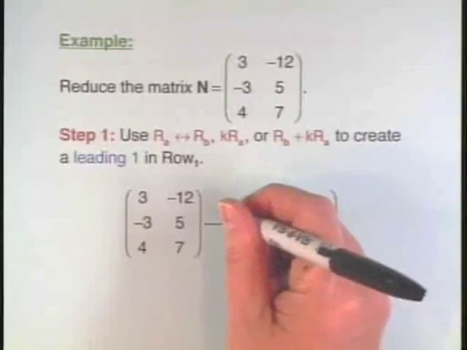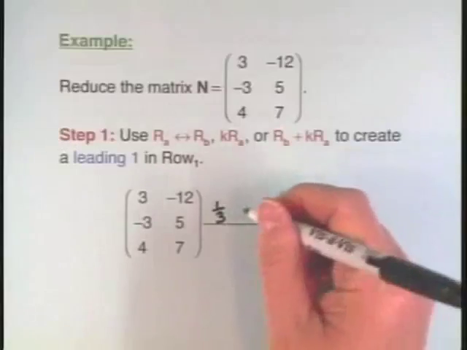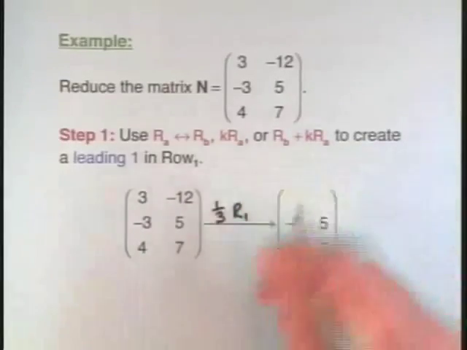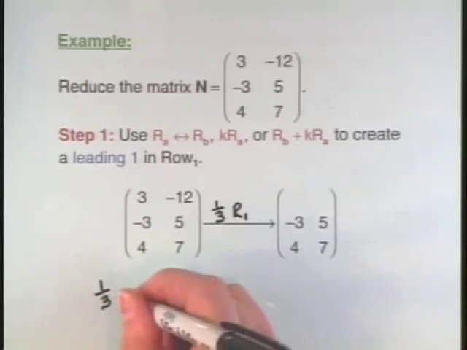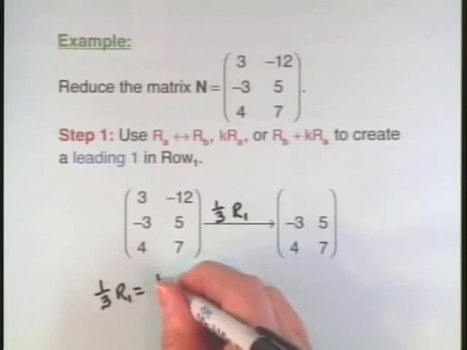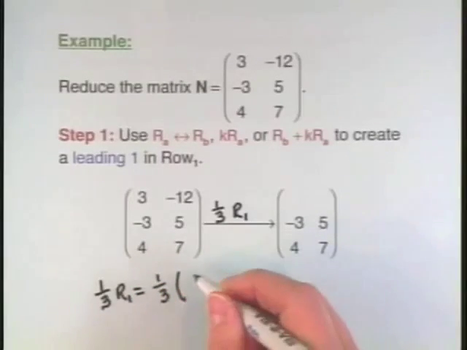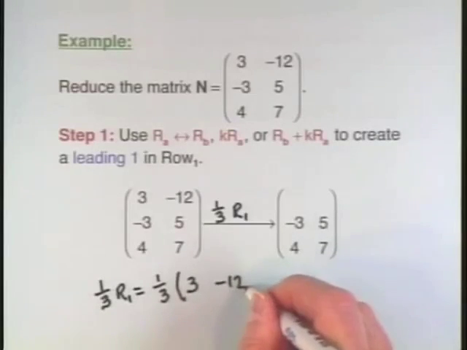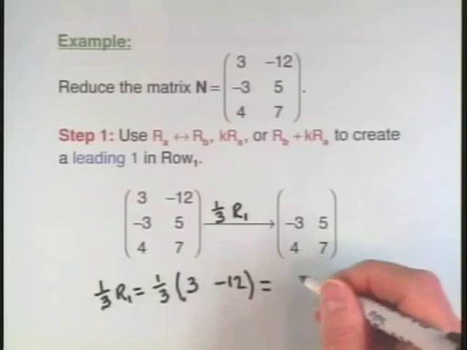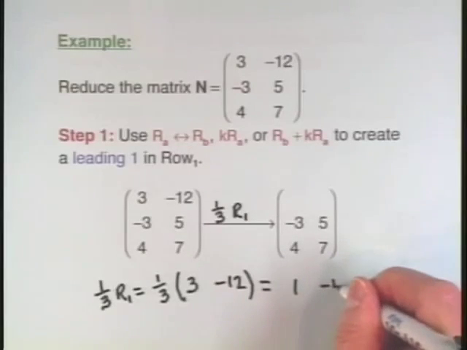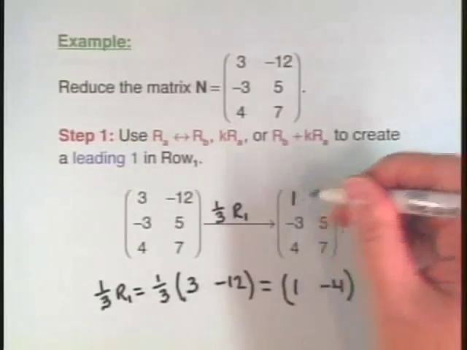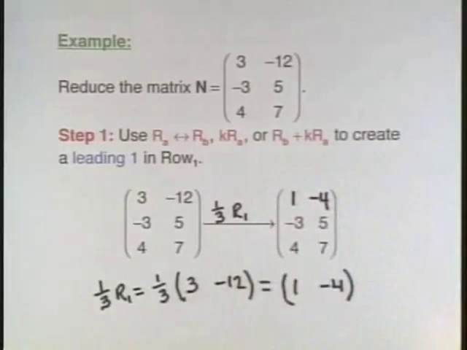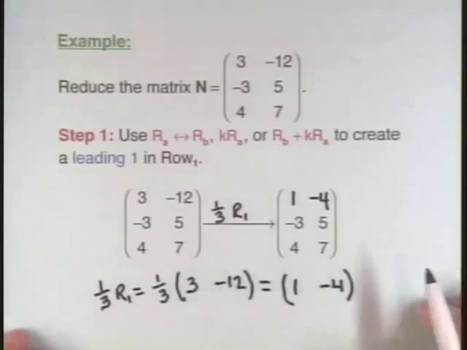So our operation is going to be 1/3 times row 1. So we write 1/3 R1. And in our scratch work, we have 1/3 R1 is equal to 1/3 times the entries in row 1, 3, negative 12. Completing the multiplication gives us 1, negative 4 for entries. This is our new row 1, so we write it in our matrix: 1, negative 4. Okay, we're going to keep this matrix to begin our next step.